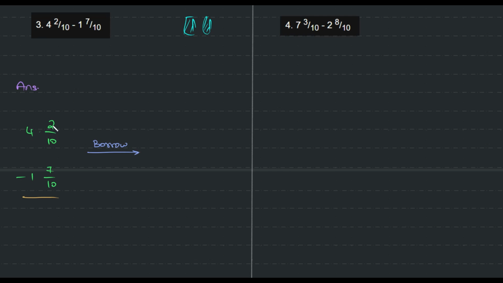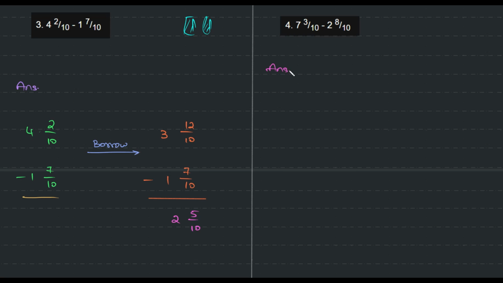So on borrowing, 2 cannot be subtracted, or we can't subtract 7 from 2. So when we borrow, we end up with 4. Sorry, not 4. This has to reduce. This will increase by 10 units. And then minus 1 and 7 tenths. And when we do subtract, we have 5 by 10. And this is 2. And that's our answer. That's it.